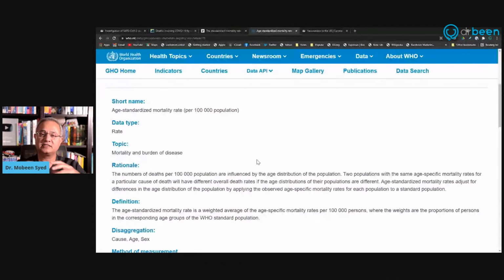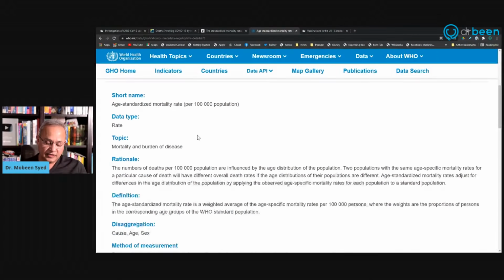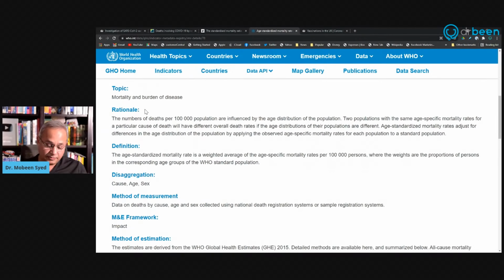So what they do is they have statistical tables to say that for this age group or in a community, we can have this breakdown of age as a standard breakdown and then compare. Here, you see, WHO says age standardized mortality rate. Its type is rate, and its topic is the mortality burden of a disease. The number of deaths per 100,000 population is influenced by the age distribution of the population. Two populations with the same age-specific mortality rates for a particular cause of death will have different overall death rates if the age distributions of their populations are different. Age standardized mortality rates adjust for differences in the age distribution by applying the observed age-specific mortality rate for each population to a standard population.